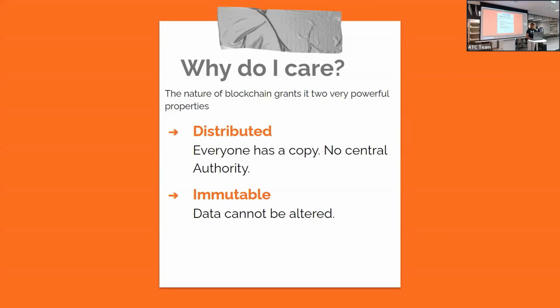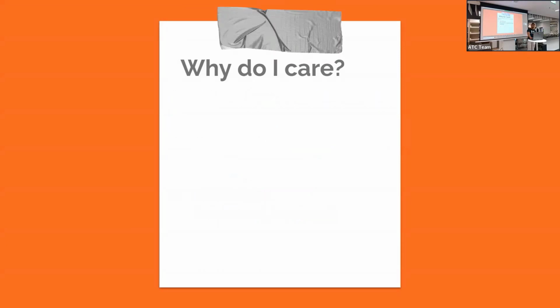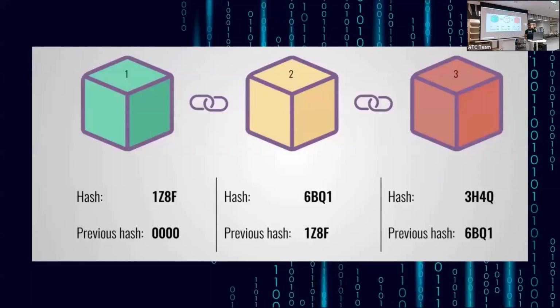It can't be changed because, I'm going to go back to the slide. If you look at something like this, if I had to change the data in one of these blocks, let's say I took block 2 and I changed the data inside it. The hash would change because, like I said, the hash is determined by what's inside the block. So if the hash changes, that means this hash is going to change. And when I look at this block here, the previous hash will point to the incorrect hash here. And that means that blockchain is invalid.